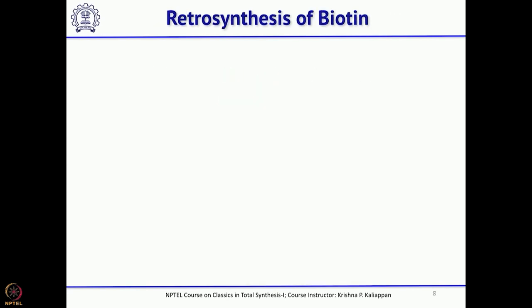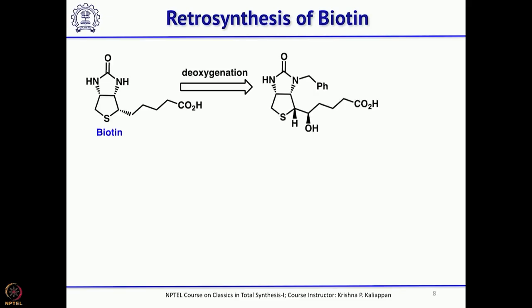Now let us see how biotin was synthesized, what was the retrosynthesis by the Roche group. What they did was introduce an extra hydroxyl group in biotin. That was the first retrosynthetic step; you should not call it a disconnection, but an introduction of an additional functional group required for better disconnection. So why did they introduce a hydroxyl group? Because they wanted to use a 1,3 dipolar cycloaddition.